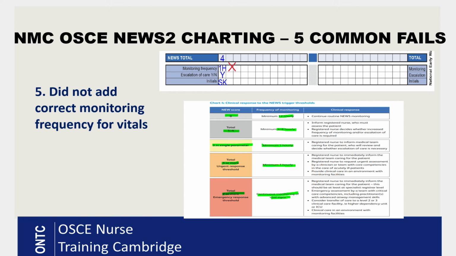As you can see, escalation is there as well. In the box you will put Y, but you do need to verbalize who you will escalate to according to the NEWS score. That is an important part of your marking criteria: that you do the NEWS scoring, the total score is correct, and then your monitoring frequency and escalation are correct. So it's not just simply plotting your vitals, everything has to be correct on that chart. There are no mistakes allowed in NEWS charting, or if you are doing a GCS scenario, then in the GCS neuro observation charting, there are no mistakes allowed in the exam. So make sure you know how to do it correctly.